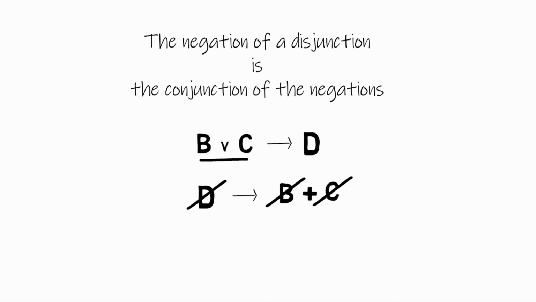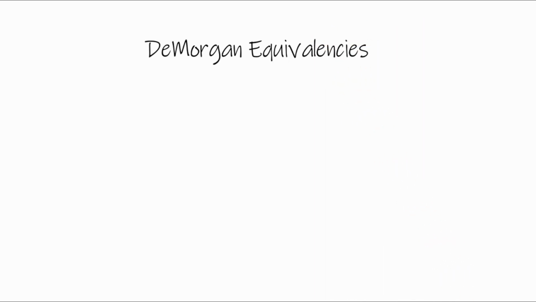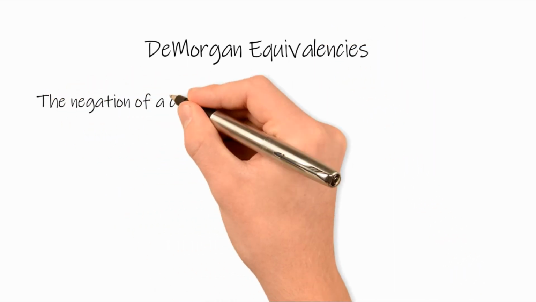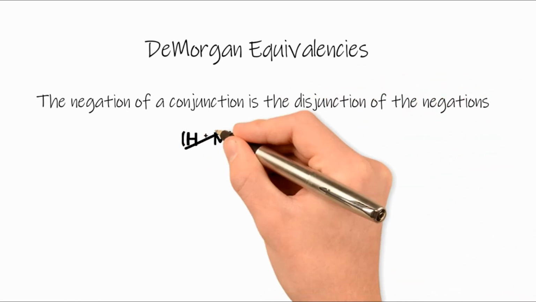And that's it. That's how we negate conjunctions. That's how we negate disjunctions. And those are the DeMorgan equivalencies. And so let's just put them together. The negation of a conjunction is the disjunction of the negations. And we learn that that looks like this.